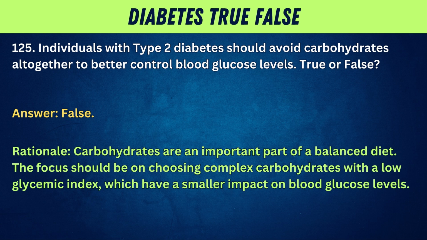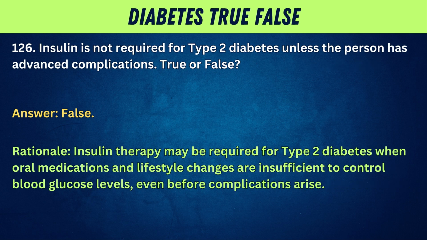125. Individuals with type 2 diabetes should avoid carbohydrates altogether to better control blood glucose levels. True or false? Answer: false. Rationale: carbohydrates are an important part of a balanced diet. The focus should be on choosing complex carbohydrates with a low glycemic index, which have a smaller impact on blood glucose levels.